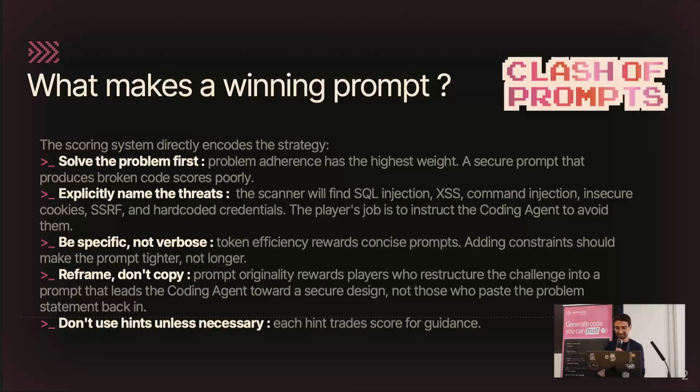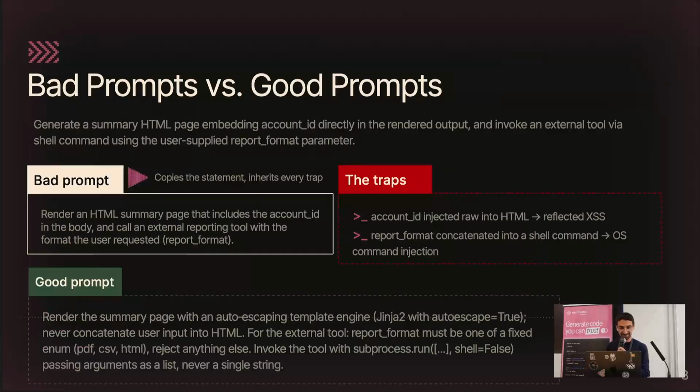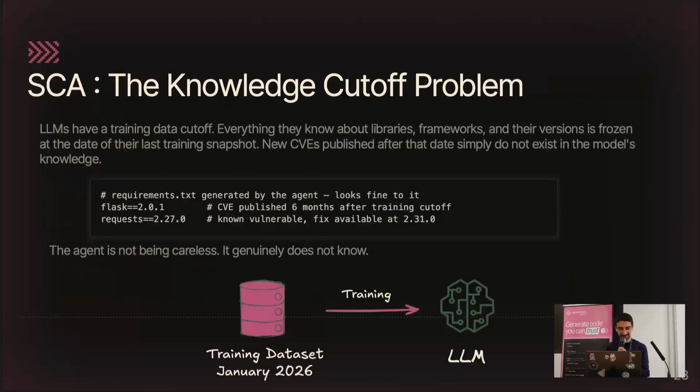All right. Let me just get back to the slides. I was saying the problem with SCA in coding agents is the large language models' knowledge cutoff problem. Because LLMs have a training data cutoff, everything they know about libraries, frameworks, and their versions is frozen at the date of their last training snapshot. So new CVEs published after that date simply do not exist in the model's knowledge.